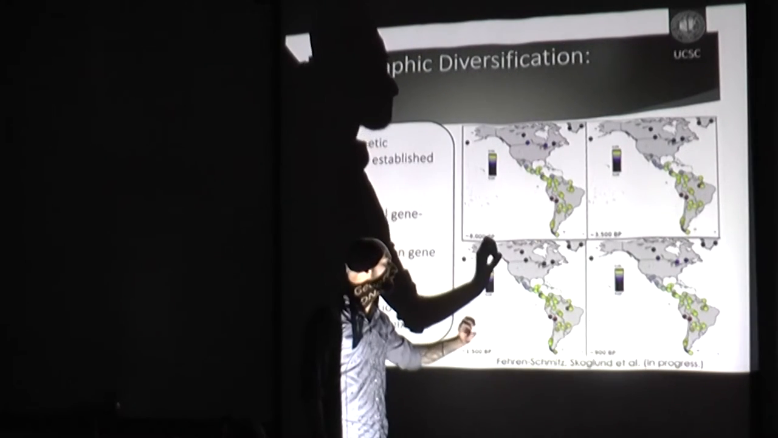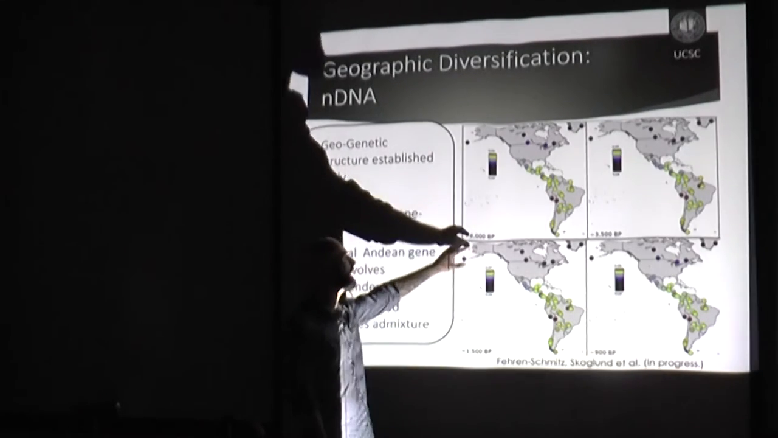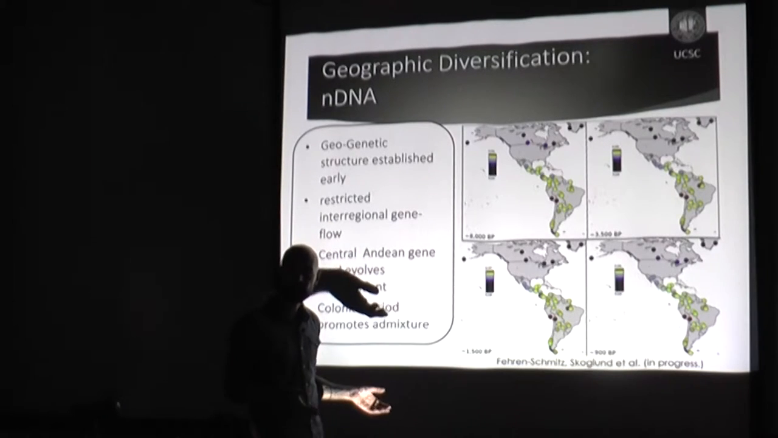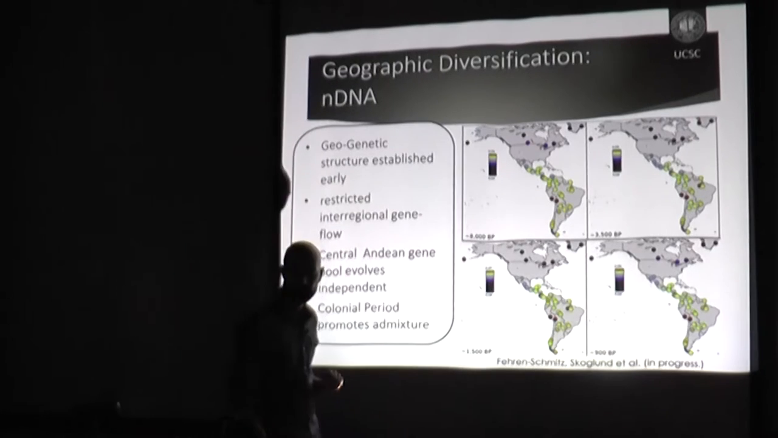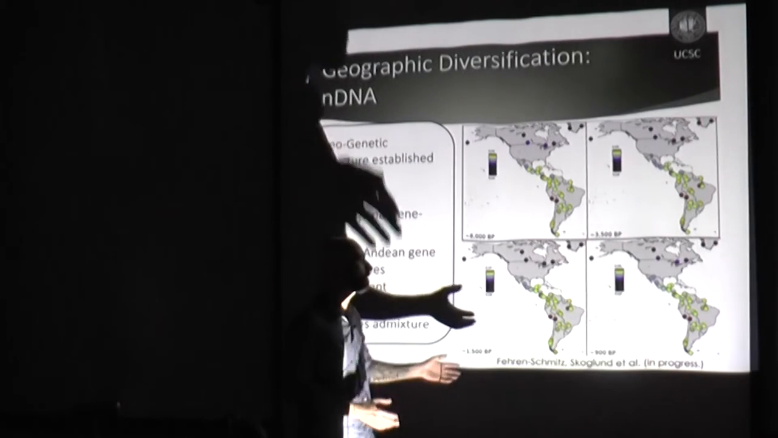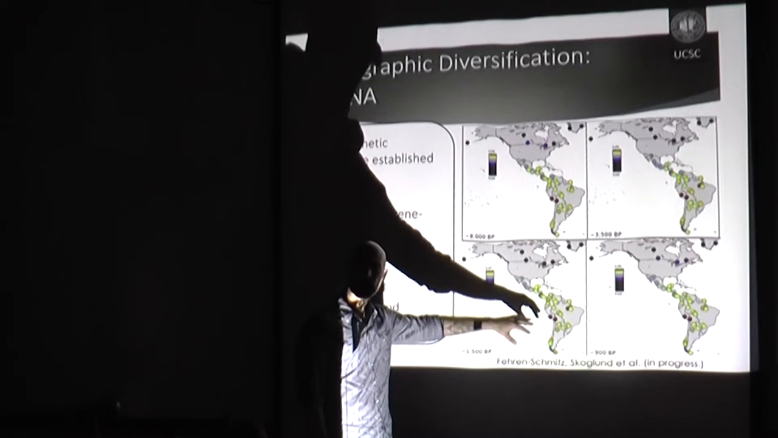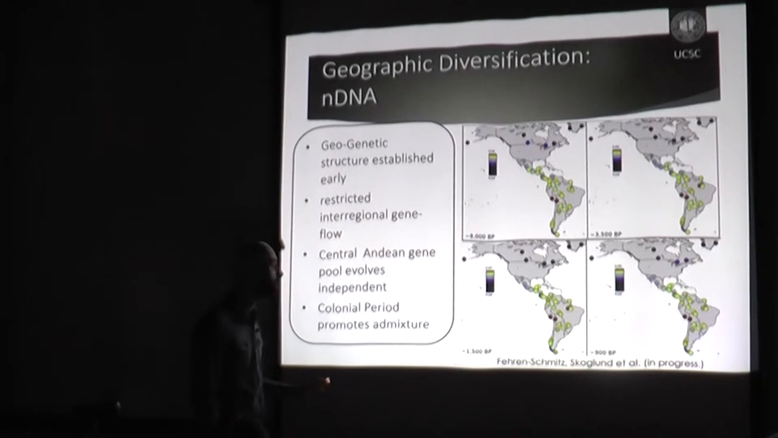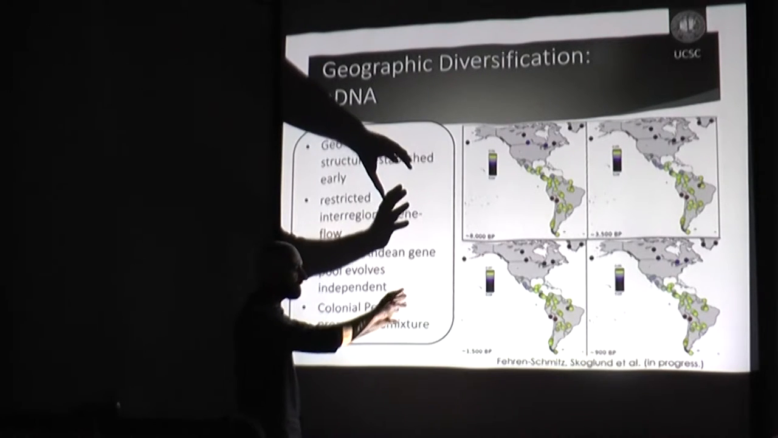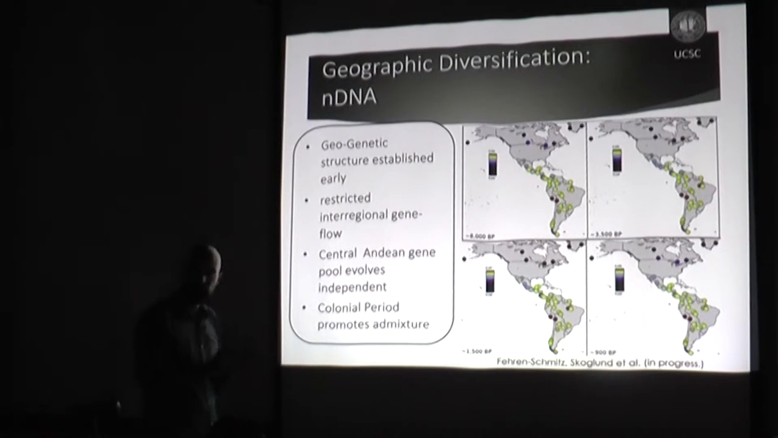Red being the lowest distance that we can observe, and what we see is no matter if it's 8,000 years ago or 900 years ago, the closest related populations that we find in South America are always the Central Andean populations. So that speaks for a long period of genetic continuity, and also for a very restricted gene flow into that region from other regions in South America, which is very interesting, I think, at least. And then we find, and this is not in this graph, that with the colonial period, admixture is promoted, and this overall distinction that we see here gets a little bit lower, and there seems to be more gene flow between regions.